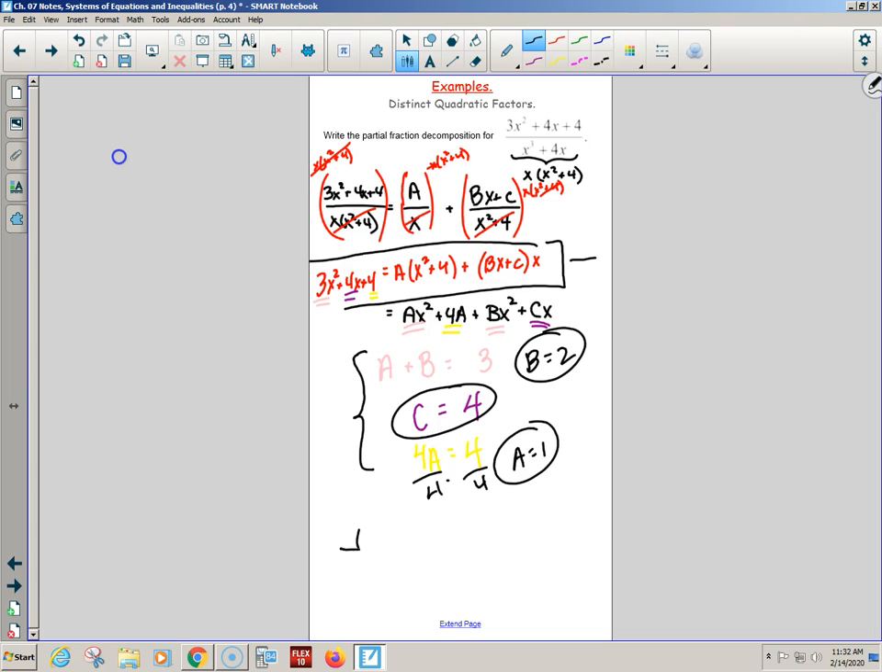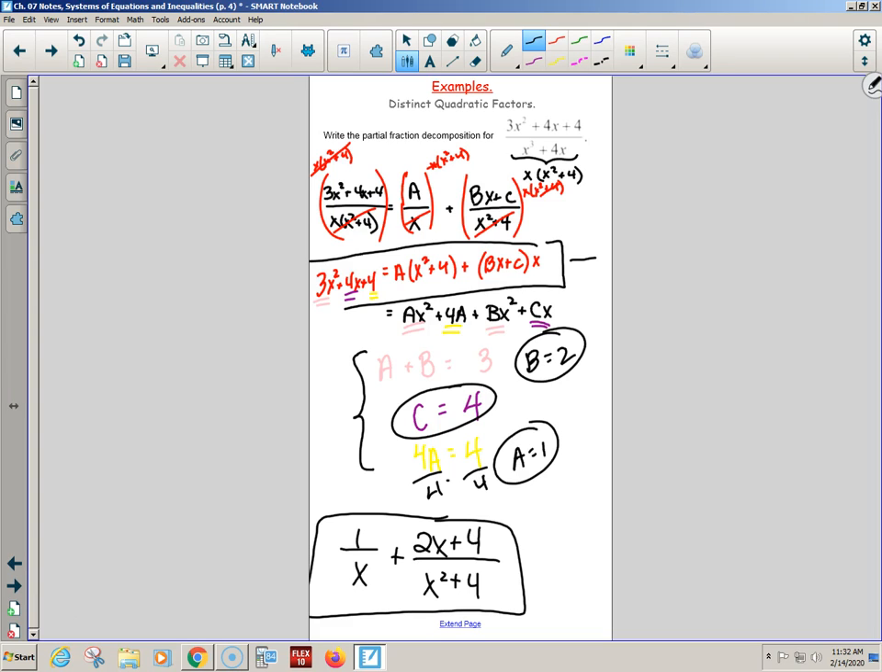So 1 over x plus 2x plus 4 all over x squared plus 4. I know some of you were like, can you factor out a 2? Definitely. You can make it 2 times x plus 2. That's fine. But these are the fractions. These are the only fractions that could have multiplied to make that beginning one.